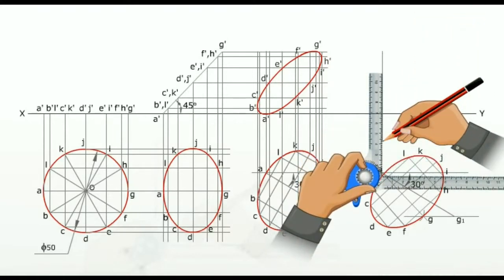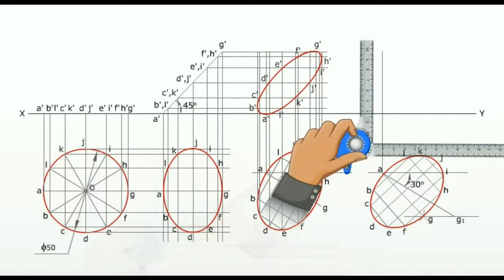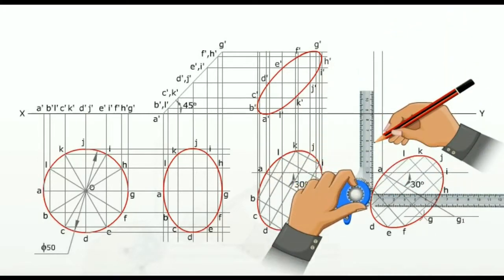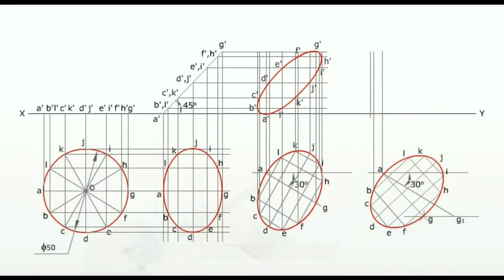Step 10. Reproduce the top view of the second stage with AG inclined at 45 degrees to the XY line.